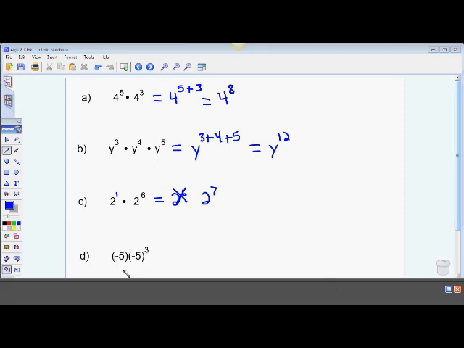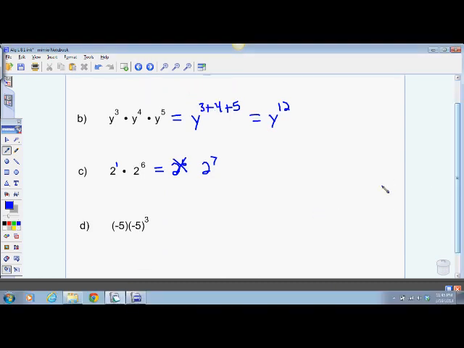Let's look at one more example like that. We have -5 times (-5) to the 3rd. Same base being multiplied, even though we're writing our multiplication with parentheses this time. Remember though, there is still a (-5) to the 1st right here. So this is like saying (-5) to the 4th power.